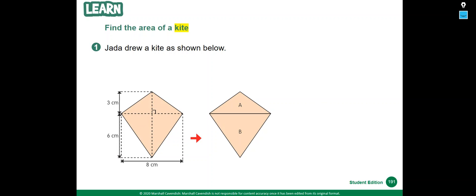Okay, so as you can see here, we've got what they're calling a kite shape. They've divided it, and you see all the measurements here. The height of your top triangle is 3, and your base would be 8 for both the triangles, right? For the upper and lower triangle. And on your lower triangle, you have a height of 6. Okay?